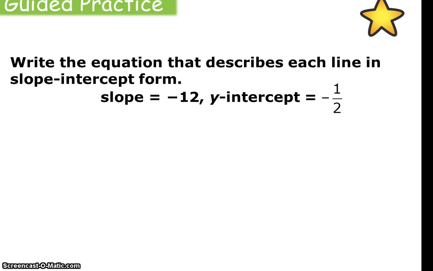You guys try this one. Write the equation that describes the line with a slope of -12 and a y-intercept of -1/2.